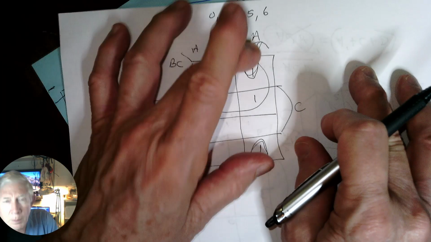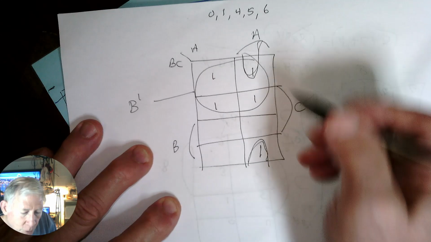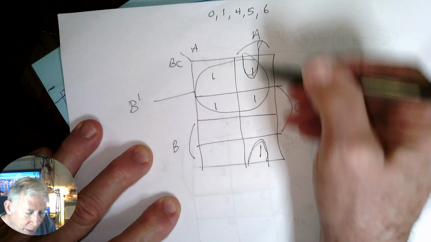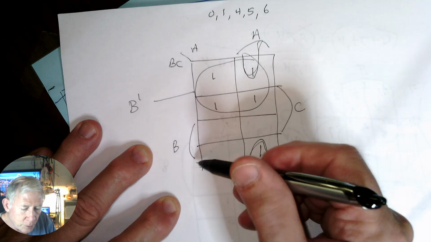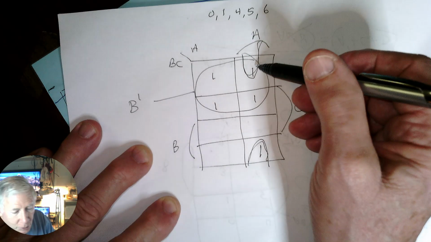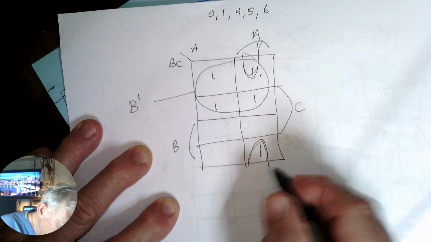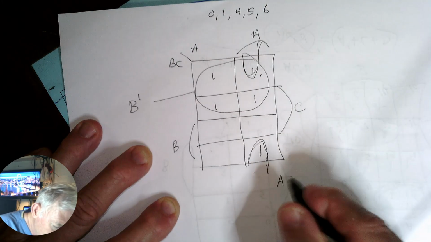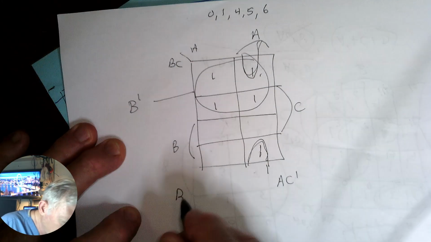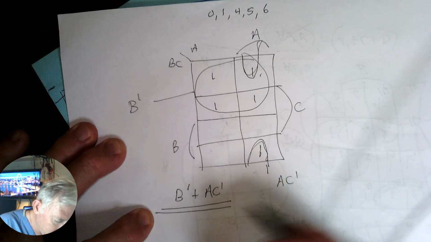But if we have 2 boxes, we drop 1 variable. So we know this whole column is A. We know this is B here, but that's B prime up here, so the B is going to drop. And we know this is C prime and C prime. So this group of 2 is going to be A, C prime. So our final solution is B prime plus A, C prime. And that's the answer, okay?